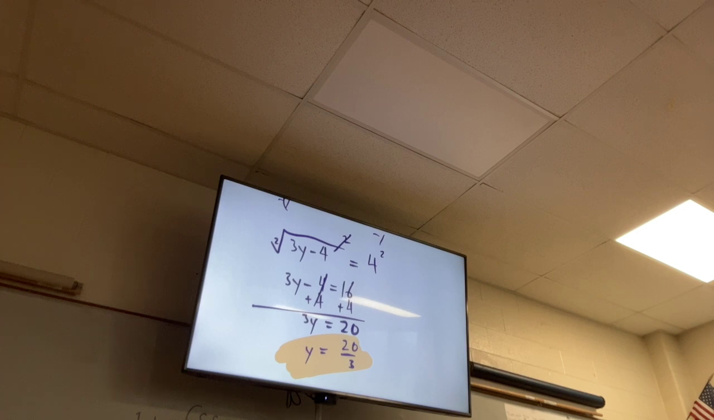Will you want us to keep it in the fraction? Yes, I love improper fractions. I have a t-shirt that says that. No, I know, that'd be fine though.